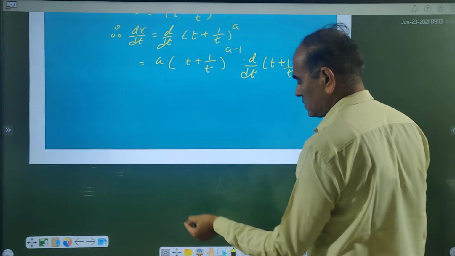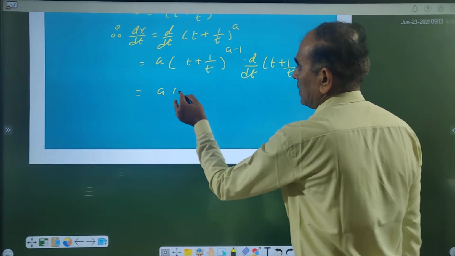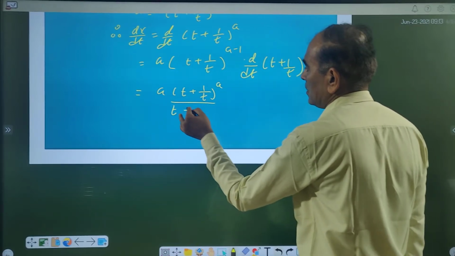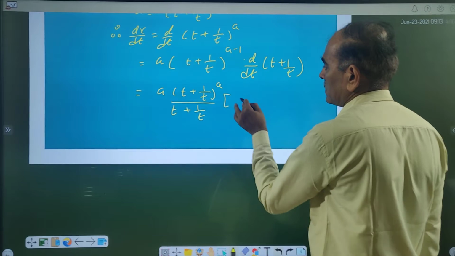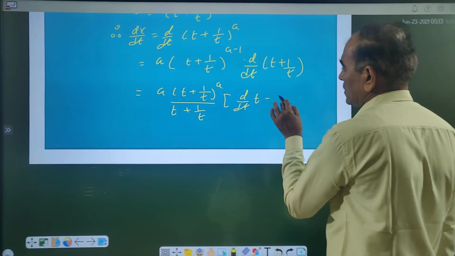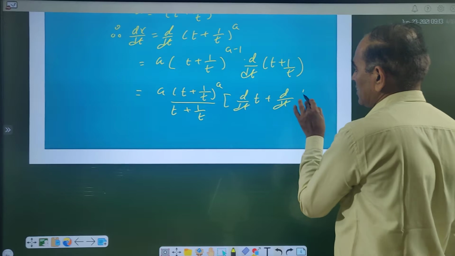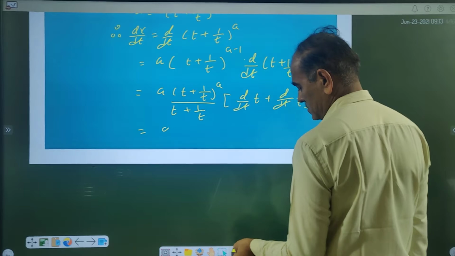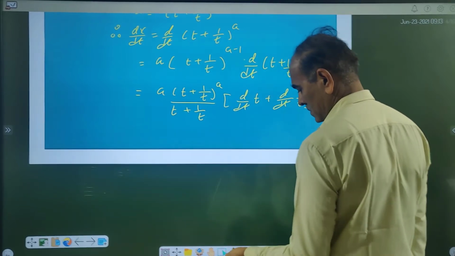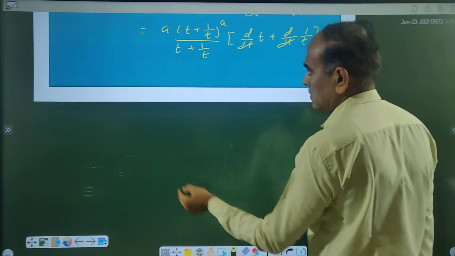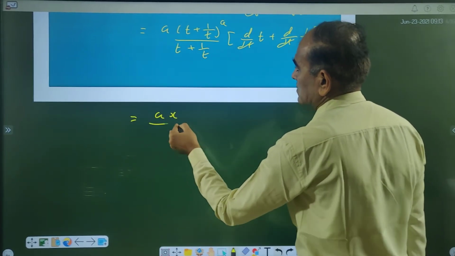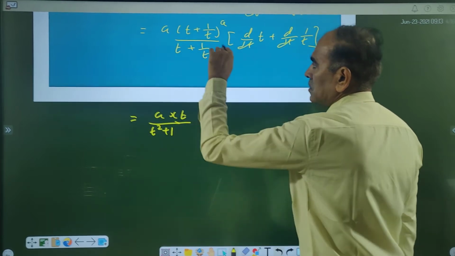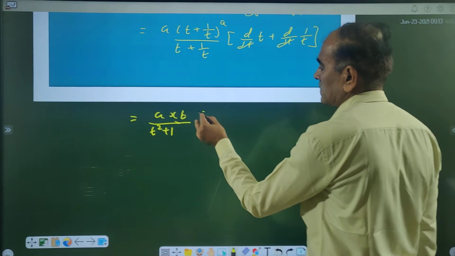So that is equal to a into (t plus 1 by t) raised to a, over t plus 1 by t, into d by dt of t plus d by dt of 1 by t. That is nothing but a x over t square plus 1, since the denominator quantity goes in the numerator, that is t.